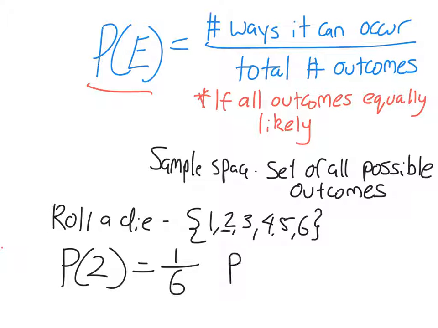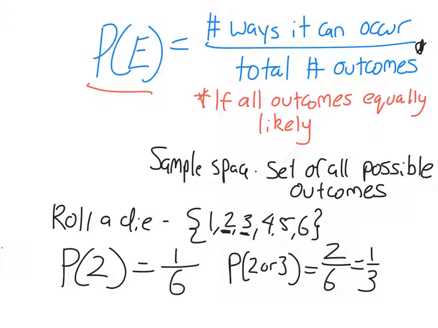So the probability that I get, say, a 2 or 3. So there's 2 ways that can occur. I could get a 2 or I could get a 3. So it's 2 out of 6, or 1/3. Now make sure you understand that this formula can only be used if all outcomes are equally likely.